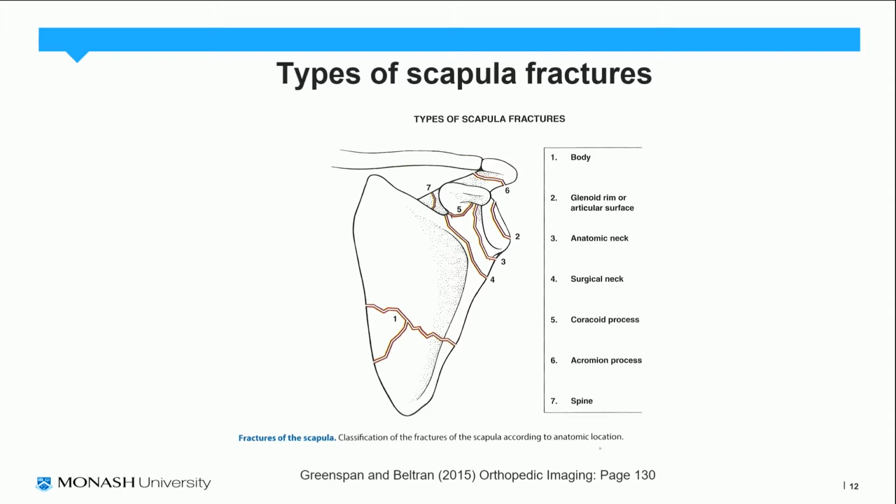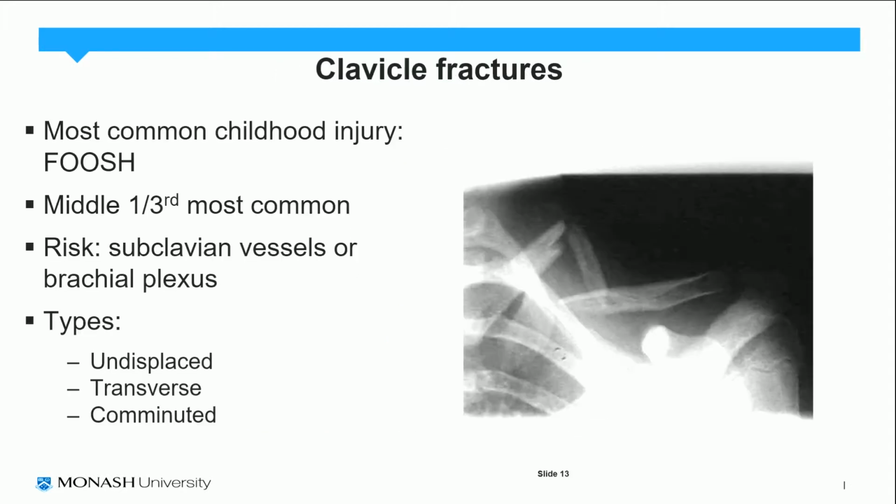Type 5 is the acromion, the coracoid, and then type 6 is the acromion, and then type 7 is where there's a fracture of the spine.